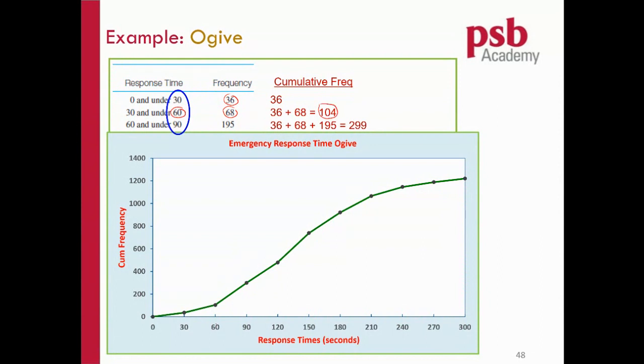So when you plot the graph, 60 becomes an important number, not 30. Okay, so it will be 104. So the 30 will be 36. You see that you're only focusing on the upper limit or the upper value of the class, or the upper boundary, you call that. So for this particular module, upper limit, upper value, upper boundary, they are all the same.